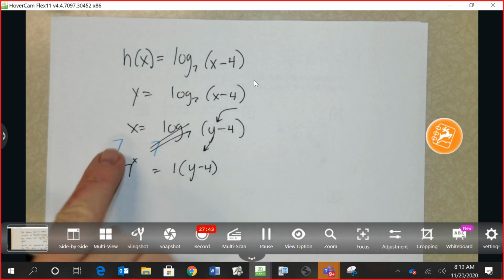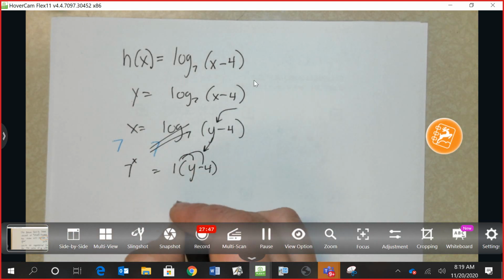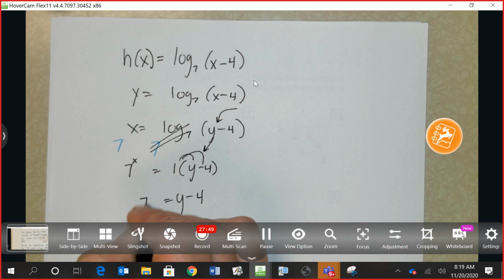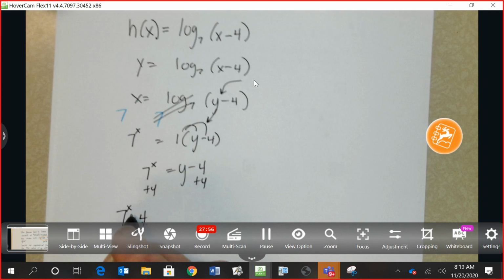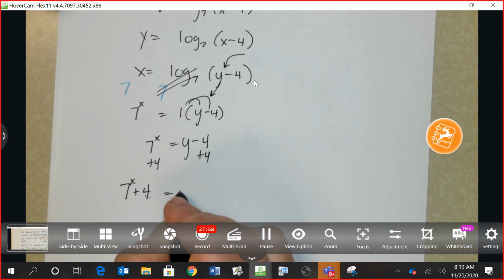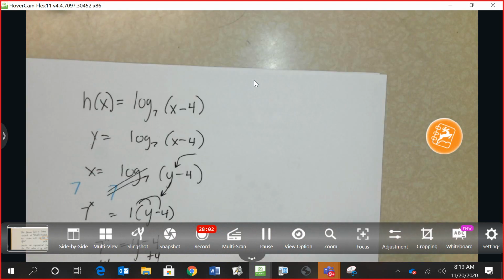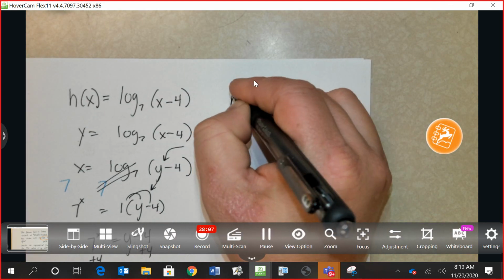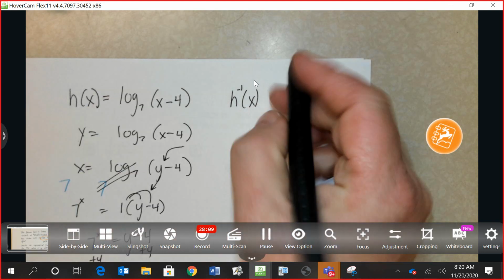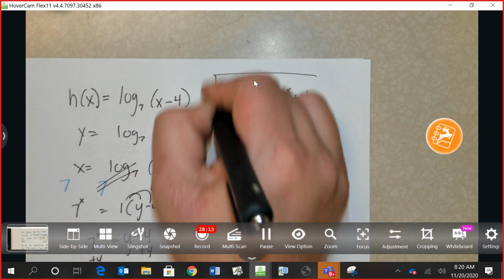Common mistake is people want to write 7x. No, it's 7 raised to the x. When you distribute a 1, nothing changes on the right. And now I'm going to add 4 to the opposite side. They can't be combined. And this is not part of the exponent. Now this alone, I'd be able to give you like half credit. You did all that work. It does remind you need to write this in inverse notation. So I go back up to the top. I denote it as the inverse of this original h of x function, and then I write it down.